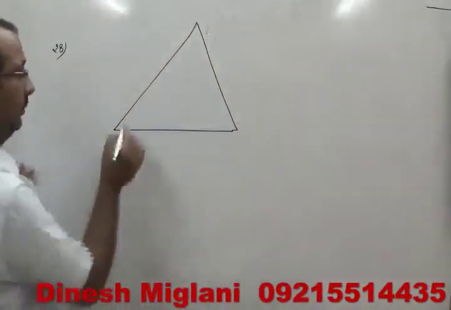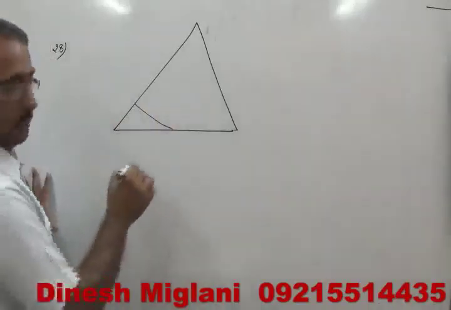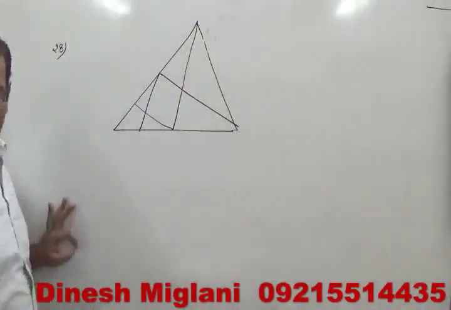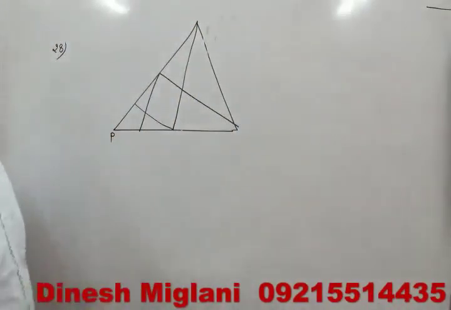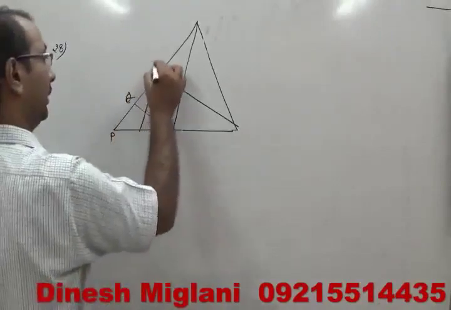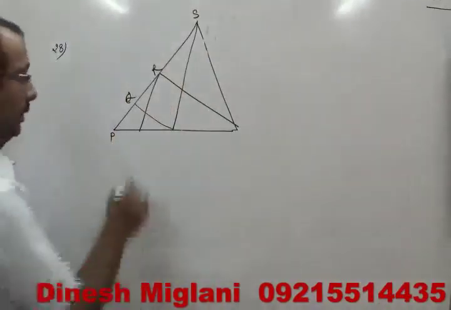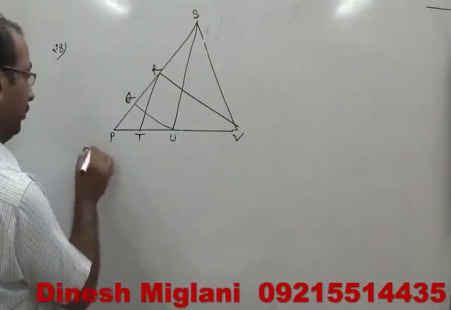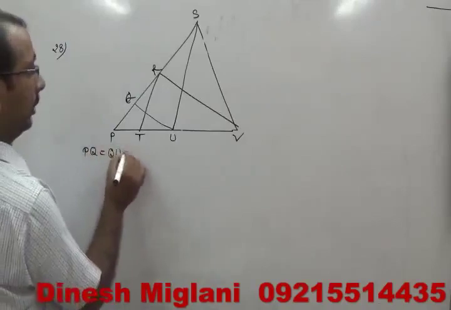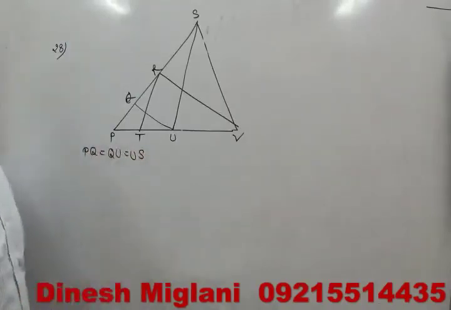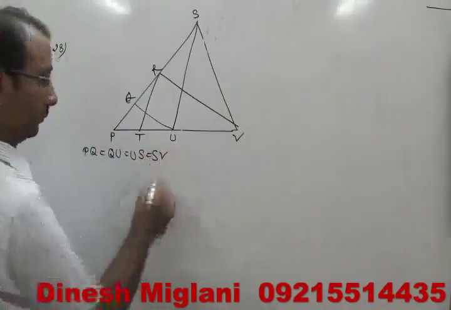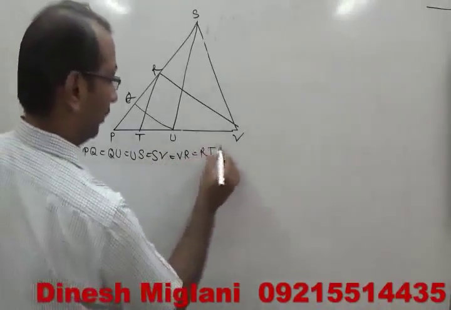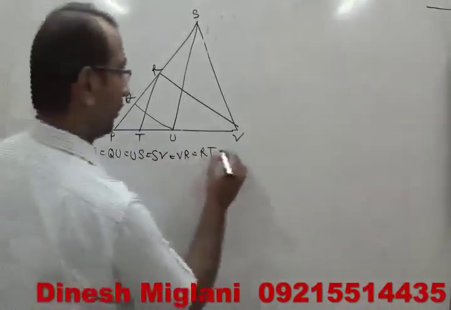This is made in such a way, and this is made in such a way. Points are given: P, Q, R, S. This point is R, this point is S. Similarly here, T, U, V. That is given to us. Further given that PQ equals QU equals US, then equals SV equals VR equals RT. Further given that this is equal to TP.